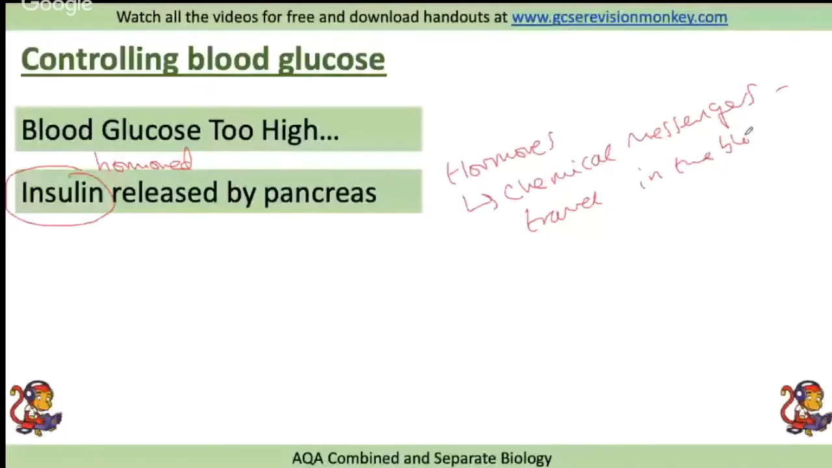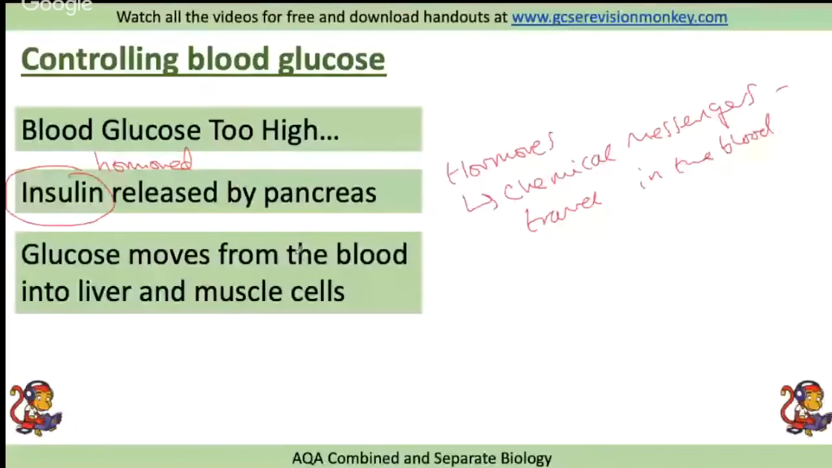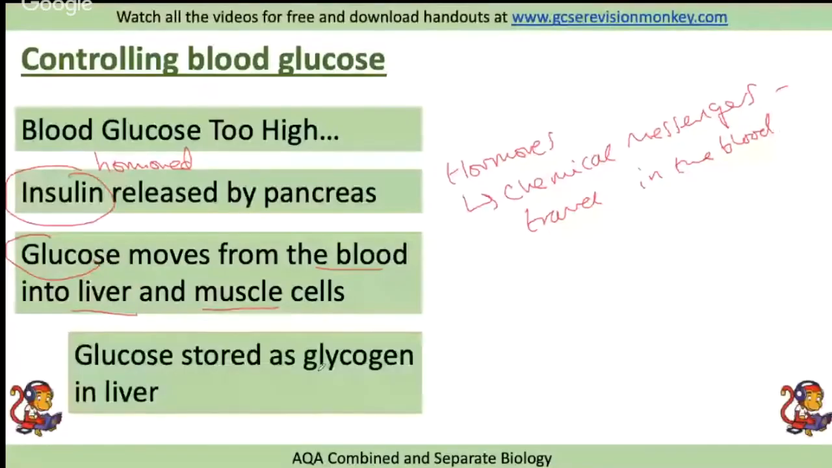When insulin is released by the pancreas, that causes excess glucose in your blood to move from the blood into your liver and your muscle cells. So it takes it out of the blood for you. And there it is stored as glycogen, because glucose is soluble. So you can't store anything just as glucose. You have to convert it into a larger molecule like glycogen, which happens in the liver and the muscle cells. So for foundation, that's all you need to know on the blood glucose. For higher tier, I'll go into it in a little bit more detail later on.